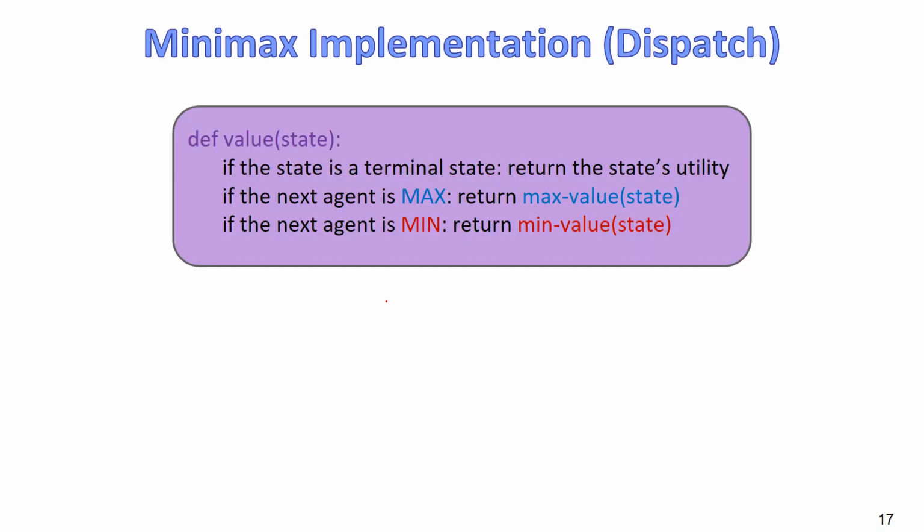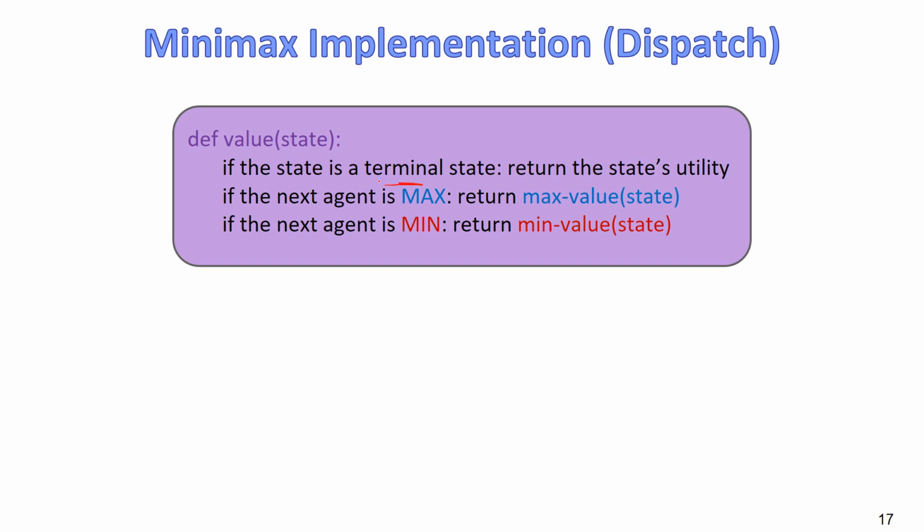So we have to have a dispatch function that will check first the base case, and then it will check if I am a max agent, then I will call the max value. If I am a min agent, I will call the min value function. So this is now the actual function that I will call in the beginning. Actually, I will call it for every state.